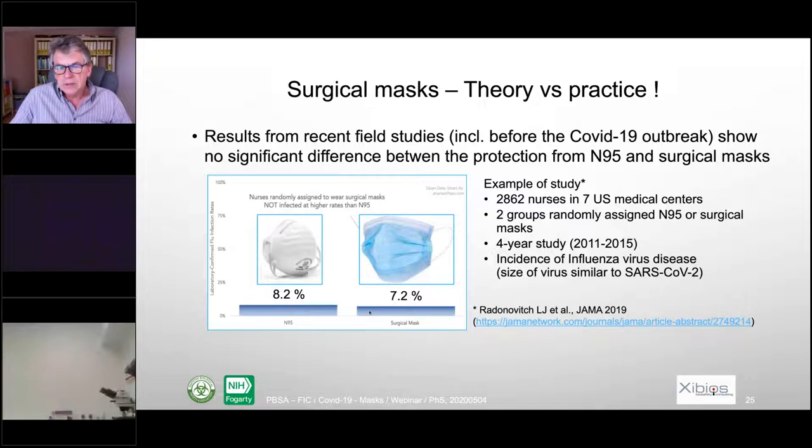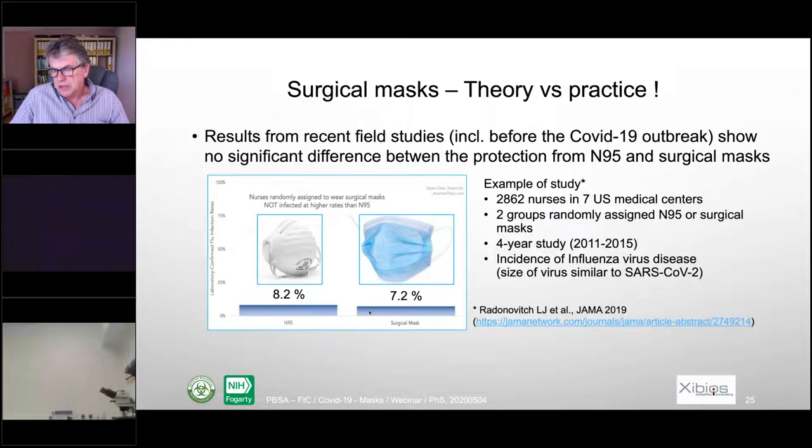Actually, these studies are not a testing of the mask like we would do in a laboratory. It's more like a field study, like a clinical study, I would say. And in this study, more than 2,800 nurses from 7 US medical centers were divided into 2 groups, and each group was assigned either an N95 or a surgical mask. The study was conducted over 4 years, and the way to measure the efficacy of the mask was to measure the incidence of flu disease.